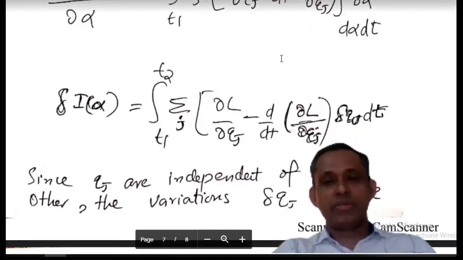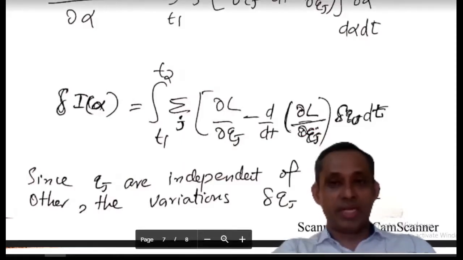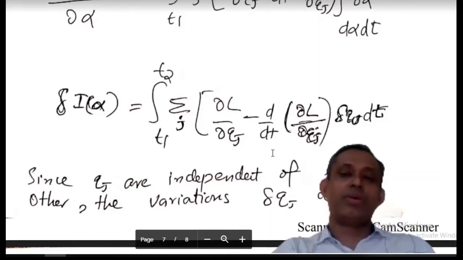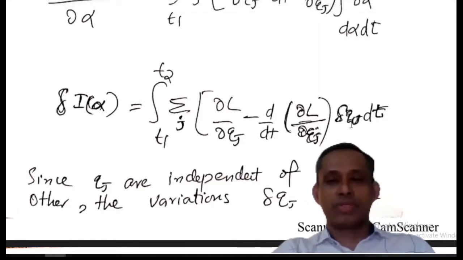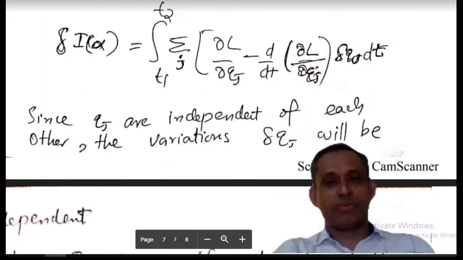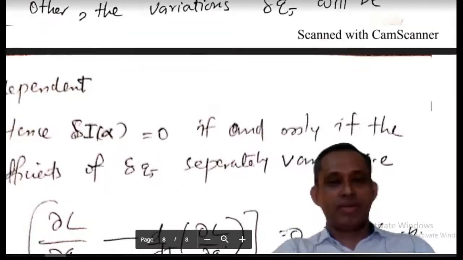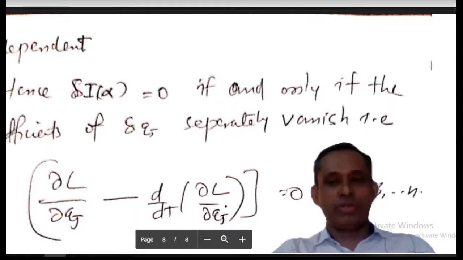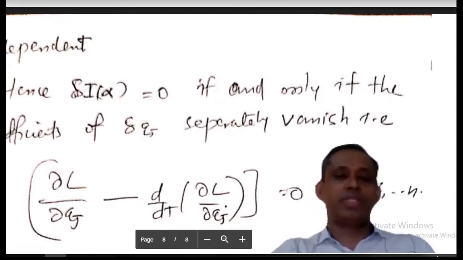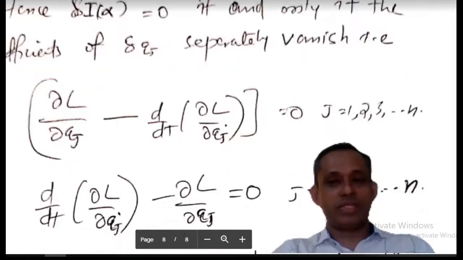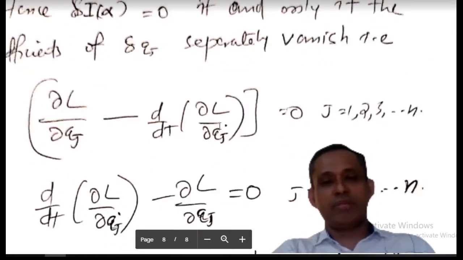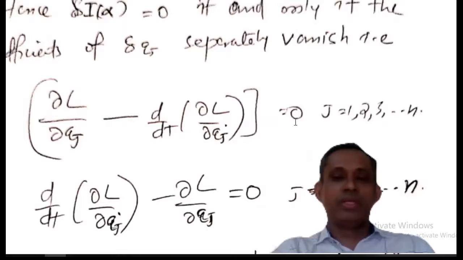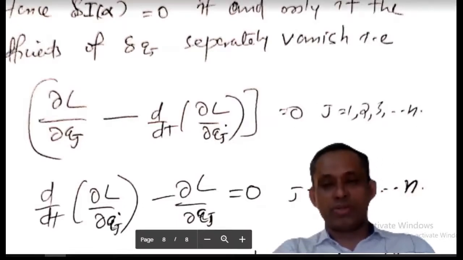So each of these coefficients has to be 0, because all the qj's are independent. So ∂L/∂qj minus d/dt of ∂L/∂qj dot is 0 for each j. So ∂I/∂α is equal to 0 if and only if the coefficients of δqj vanish: ∂L/∂qj minus d/dt of ∂L/∂qj dot equal to 0 for j equal to 1 to 3n.